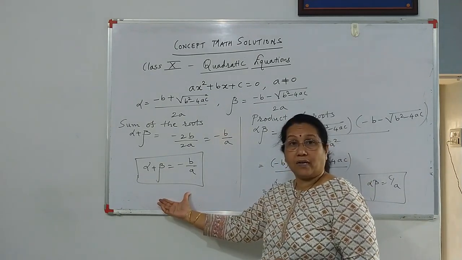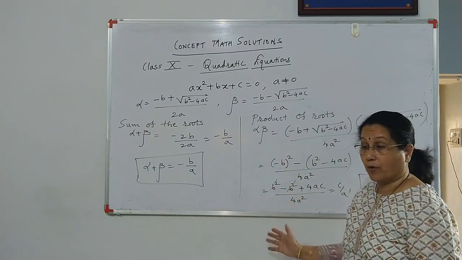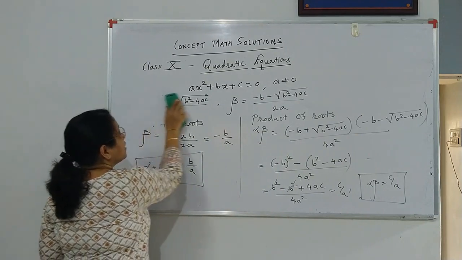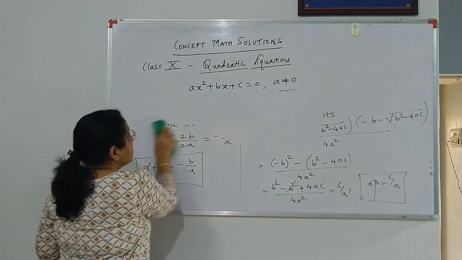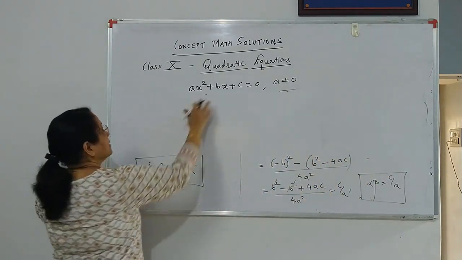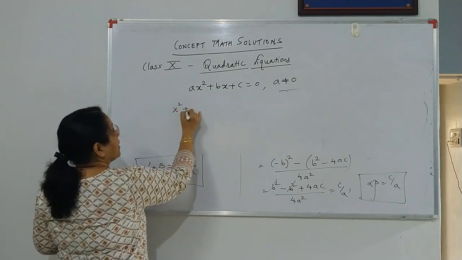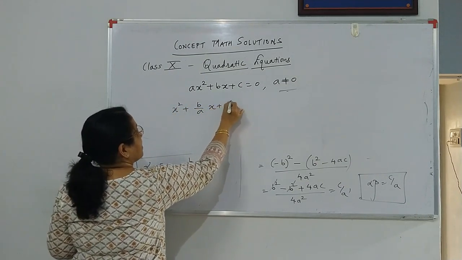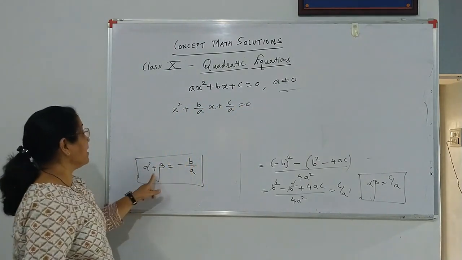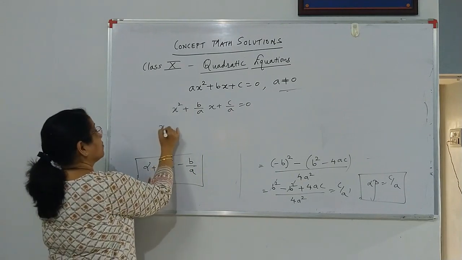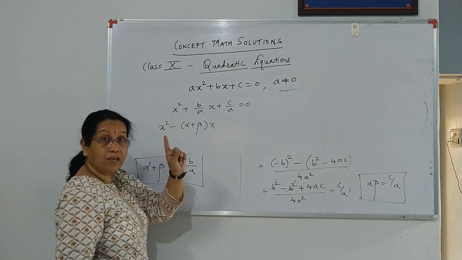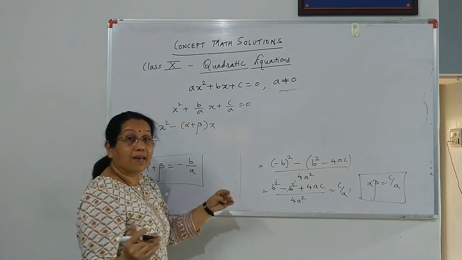Sum of the roots of a quadratic equation is minus b by a and product of the roots is c by a. Using that, suppose we know the roots of the quadratic equation, then we can frame the quadratic equation. If I look at this, this is nothing but x square plus b by a x plus c by a equal to 0. You know we got this when we divided by a. Now b by a is negative of this. So x square minus alpha plus beta x, that is, if you know the roots of the equation, you can frame the equation.